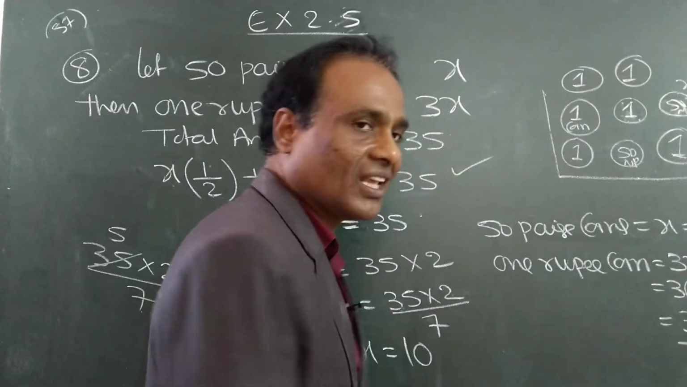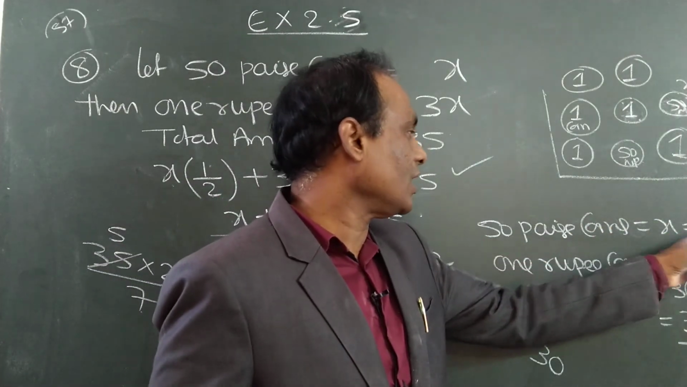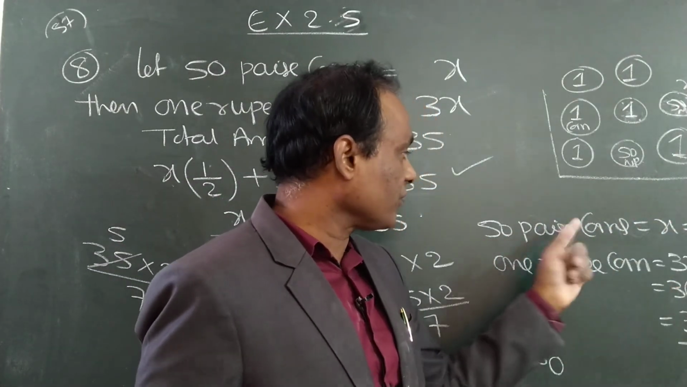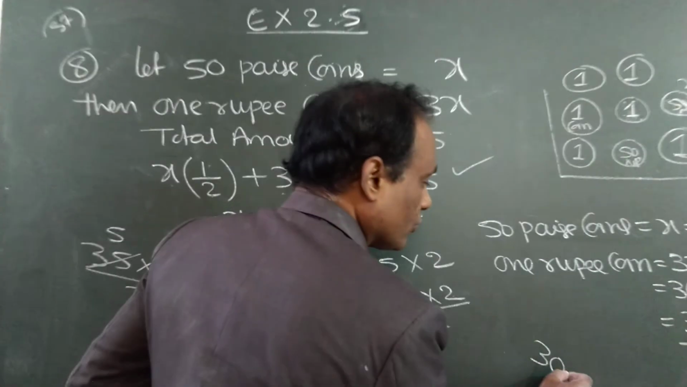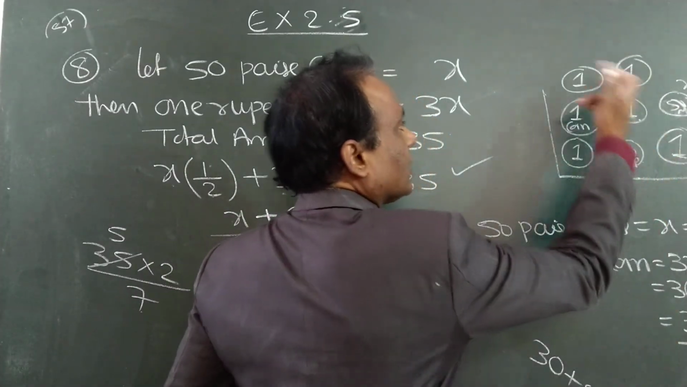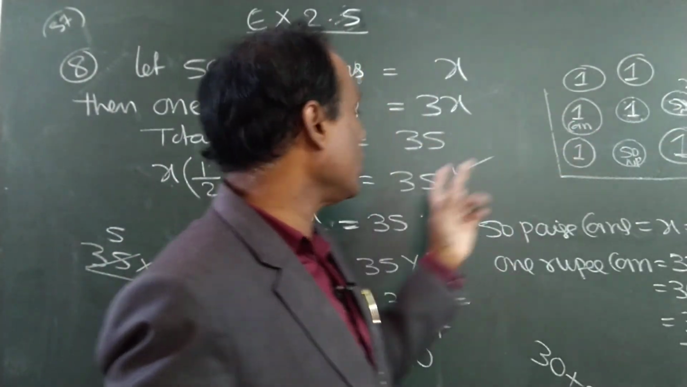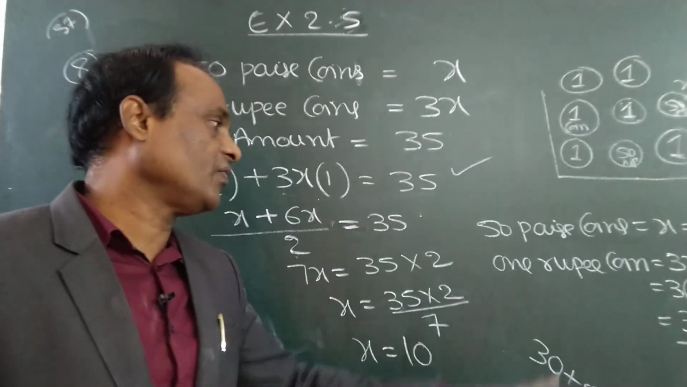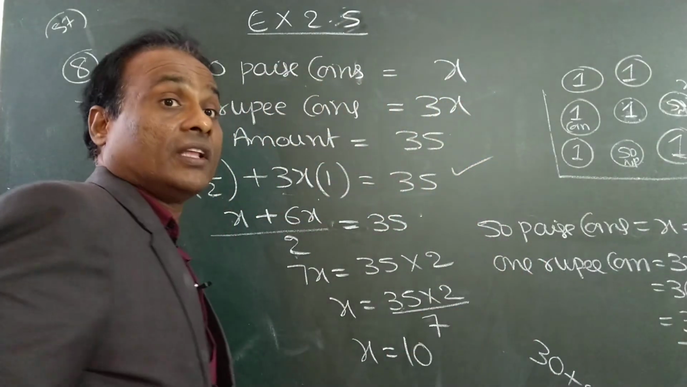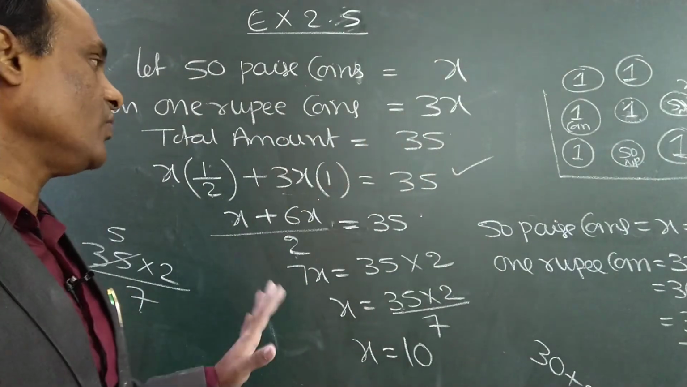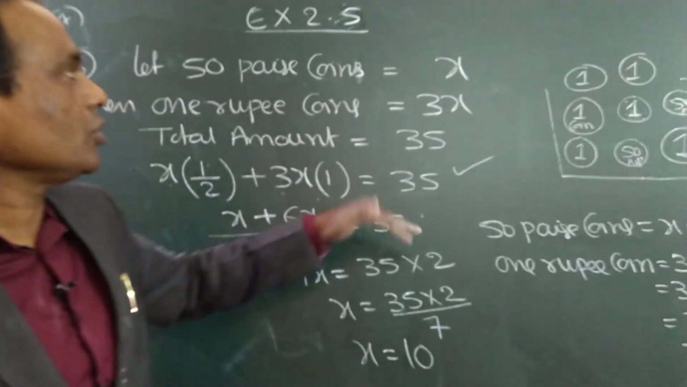See the value: 30 1 rupee coins means how many rupees? 30 rupees. 10 50 paise coins means 5 rupees. So total 35 rupees. That is the problem. It is given in the question itself that the total money we have is 35. So 10 50 paise coins and 30 1 rupee coins, total 35 rupees we have. This is the procedure I explained, and step by step you have to understand.